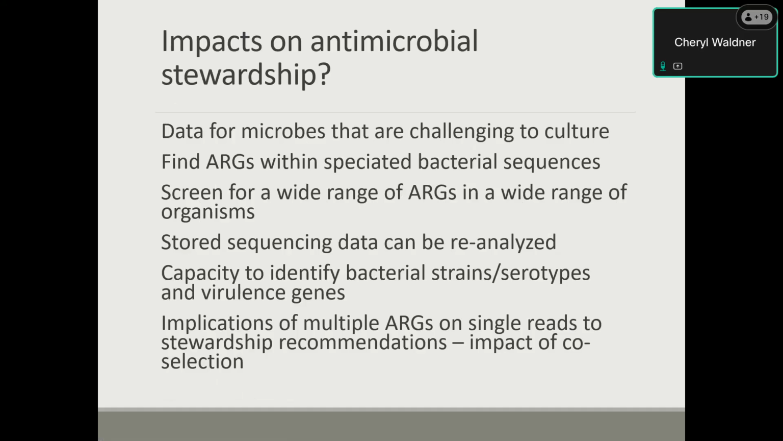And then finally, there's the capacity to identify bacterial strains and serotypes and virulence genes in addition to just the ARGs. And I already talked about this. This is my personal soapbox: the implications of being so able to clearly visualize these multiple ARGs on single reads. What does that do to our stewardship recommendations? I don't think we can walk around with blinders on and pretend that co-selection isn't an issue anymore, whether we're dealing with antimicrobial resistance in people or animals.